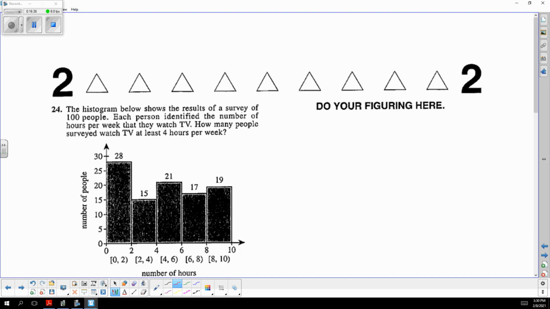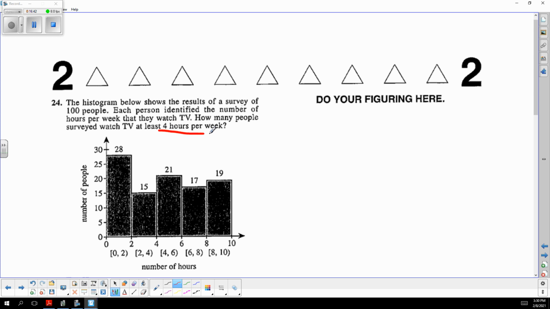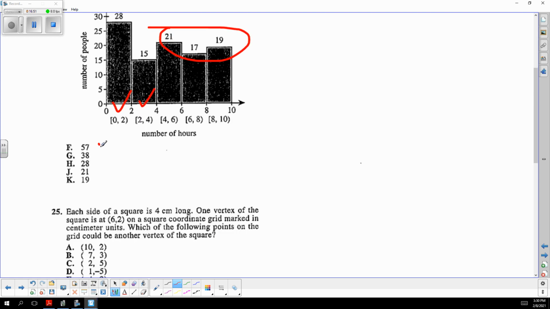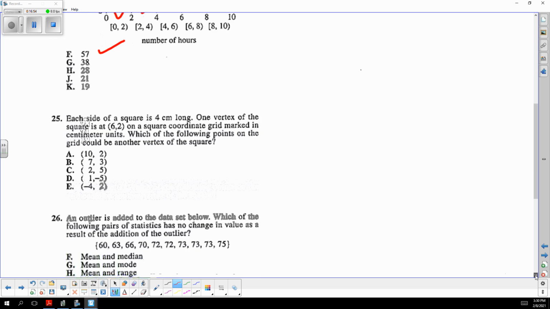Yeah, this is just saying who had more than 4 hours of TV. Not these guys, not these guys, these guys. So you add those up, and it made 57. I hadn't seen 25 in years.